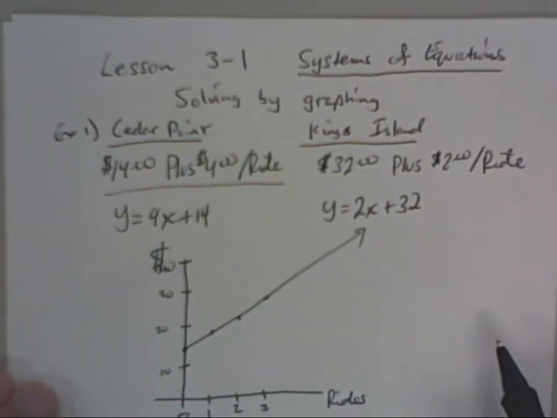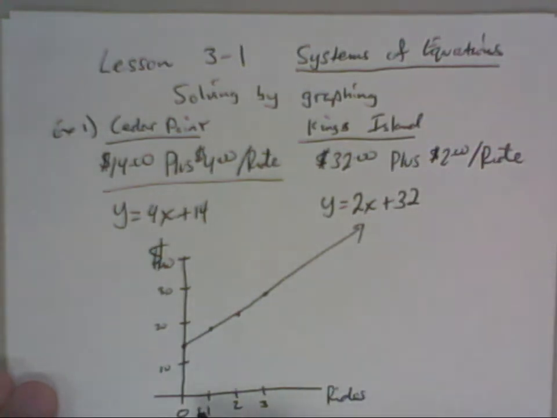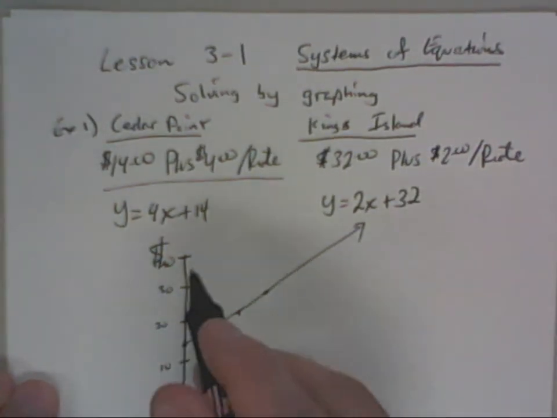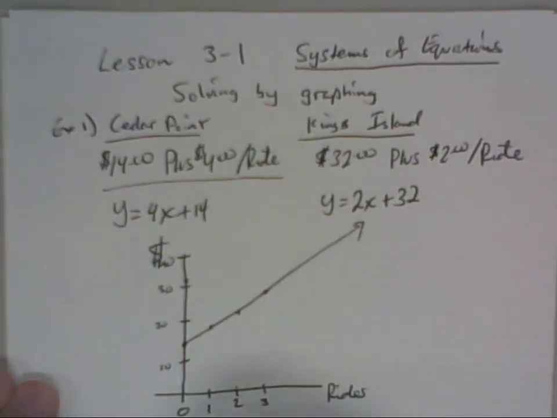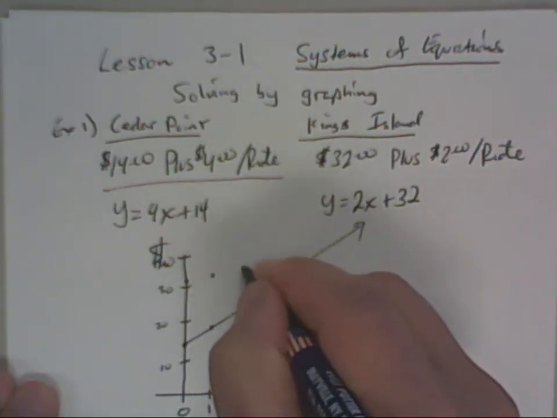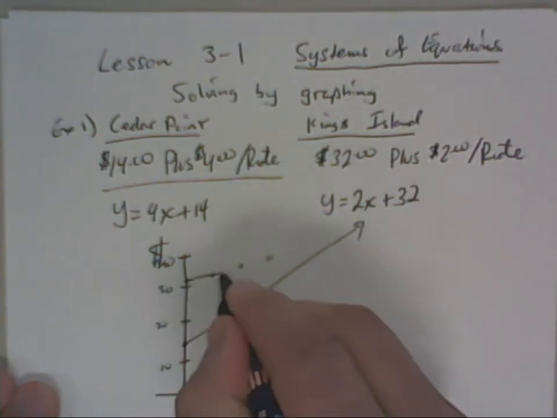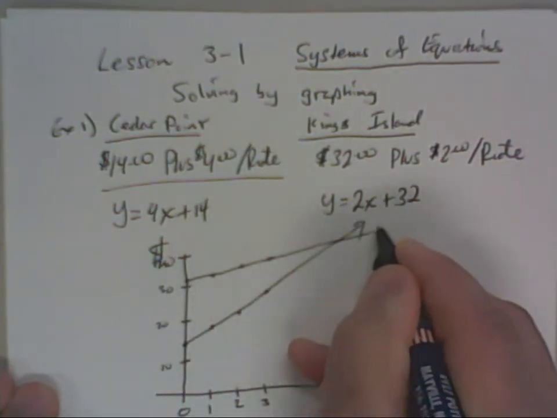And if we were to graph Kings Island, just to walk in the park going on no rides, it would be $32. But then if you went on 1 ride, it would be $34. You went on 2 rides, it would be $36. You went on 3 rides, it would be $38. And we get a graph that looks something like this.